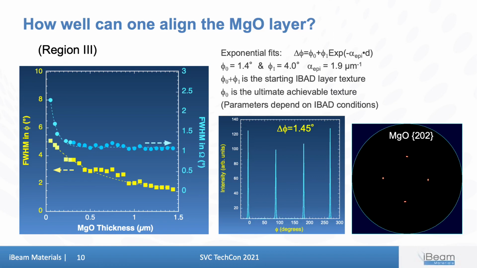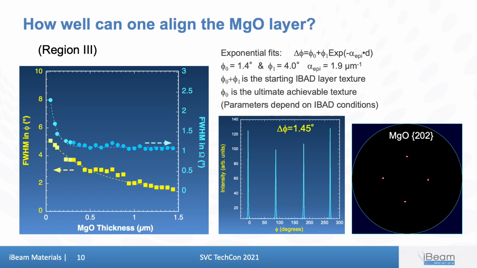As I said before, this depends on a lot of factors, but we have found that we can empirically characterize the evolution and from this extrapolate what is attainable. Here I show the texture evolution of MgO in the region 3 of homoepi deposition without the ion beam, and how it improves with thickness.